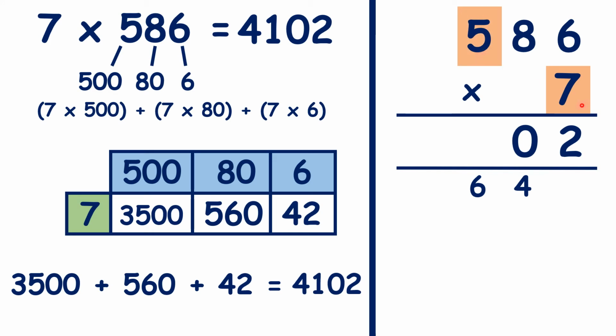Now 5 times 7 is 35, but we need to add the 6 hundreds we made by multiplying our tens. So really we have 35 plus 6, which gives us 41. So our answer is 4,102.